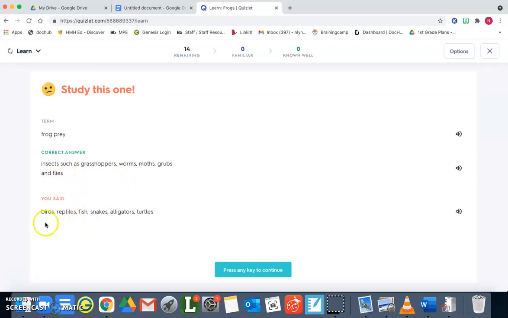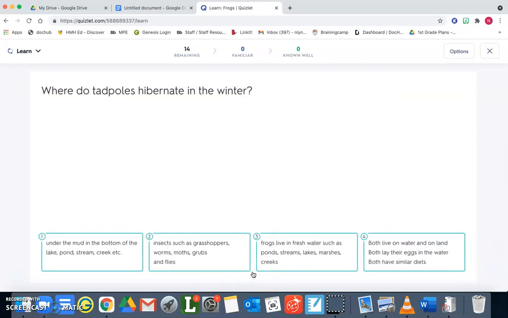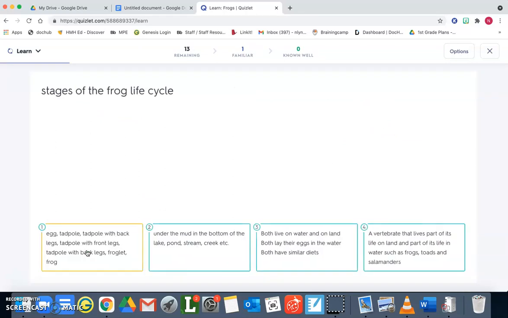I happen to click on predators, so I wanted to show you what would happen when you get it wrong. And then once they tell you that you got it wrong, they give you the correct answer. You can press any key to continue. All right, here's another one. Where do tadpoles hibernate in the winter? So click on here and it tells you you're correct. All right, so let's go back.